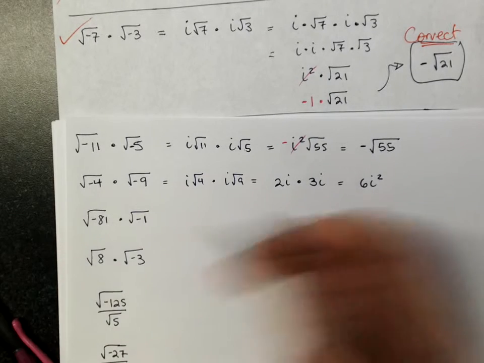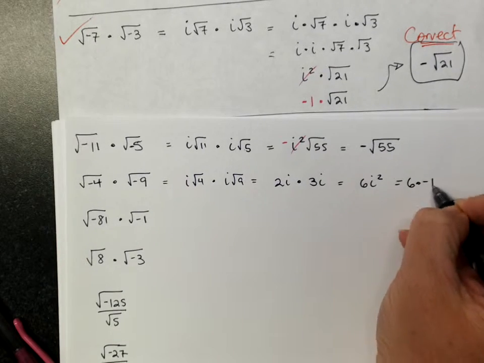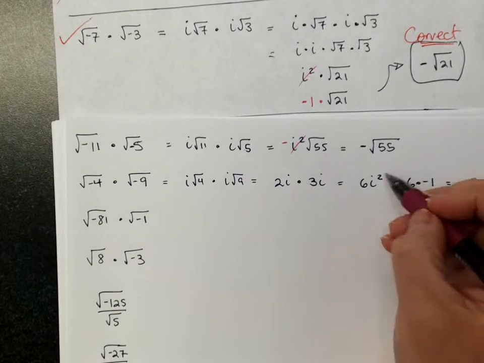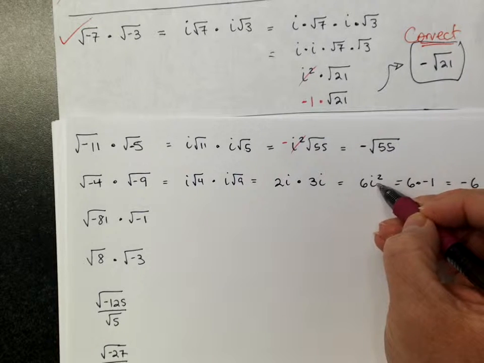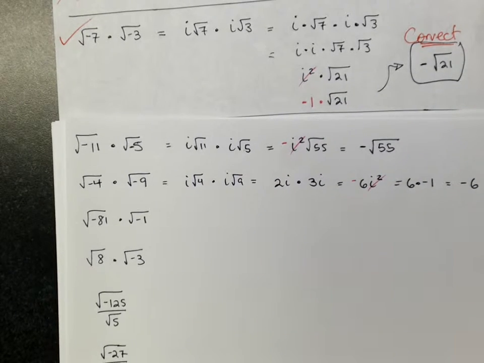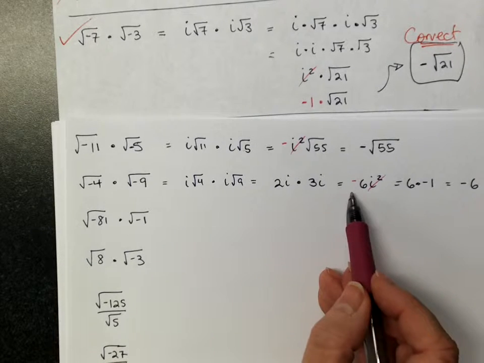Now what this means is 6 times negative 1, which is negative 6. But you can also skip that step and just get in the habit of I squared means it flips the sign. It means times negative 1, which means flipping the sign. And if that were negative 6, it'd become a positive 6.